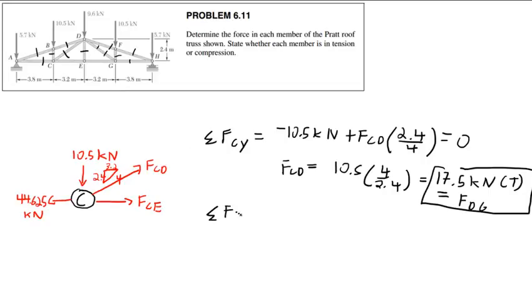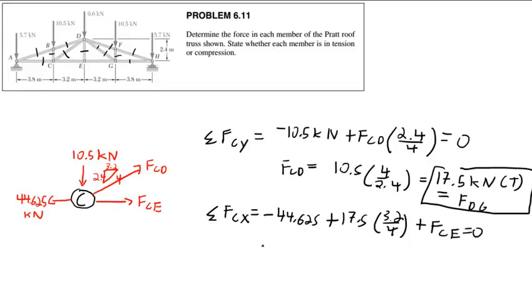Finally, sum of forces on joint C in the x direction is going to give us negative 44.625 plus 17.5 times 3.2 over 4. That is the x component of the force produced by member CD, plus FCE equals 0. And so FCE is then equal to 44, not 14.